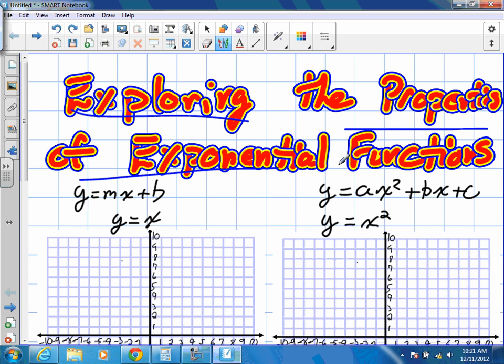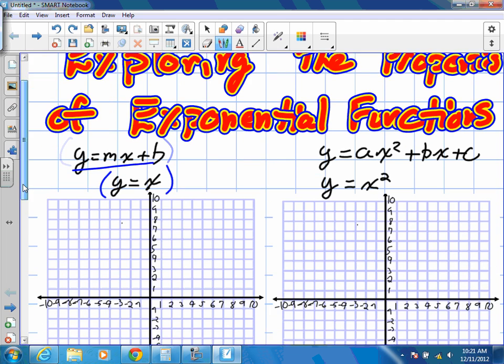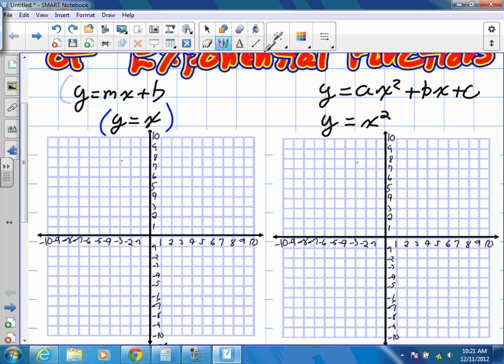Exploring the properties of exponential functions. In order to do this, I want to compare them to some functions you already know a few things about. In grade 9 and at the beginning of grade 10, you would have focused on linear functions. The standard linear function is y equals x.